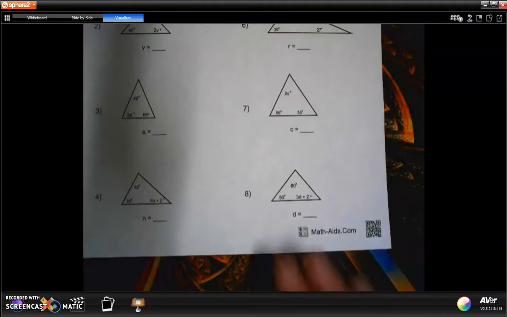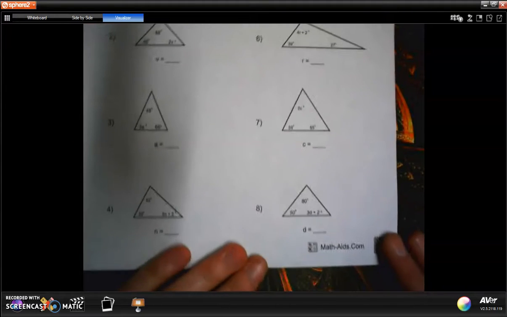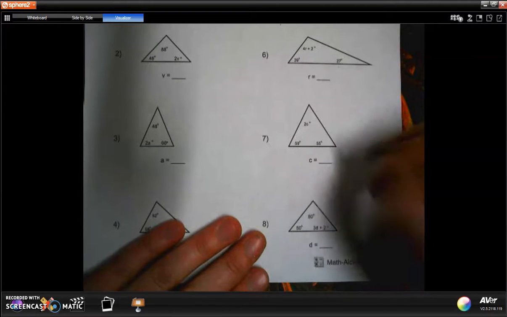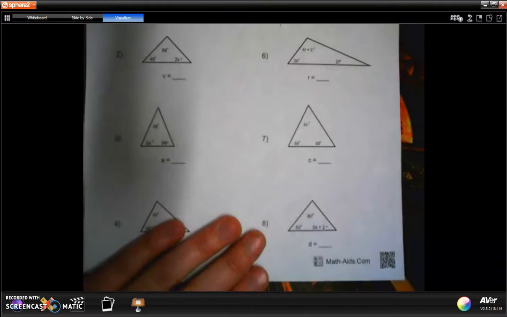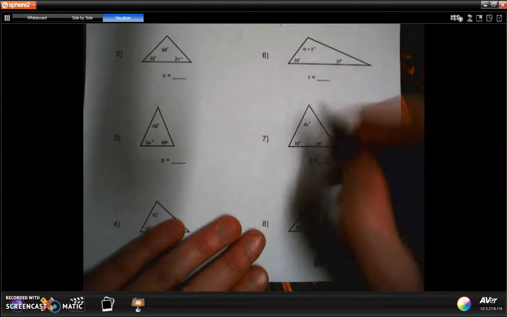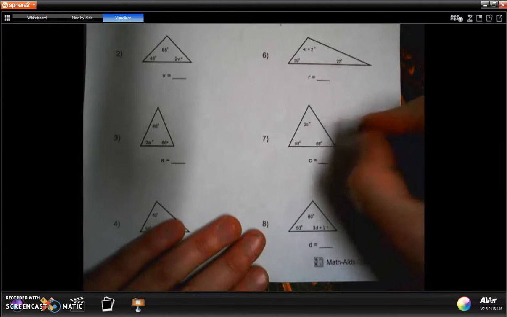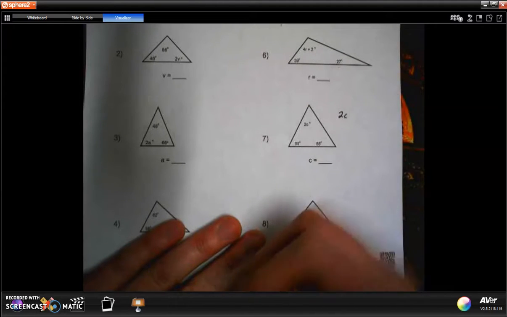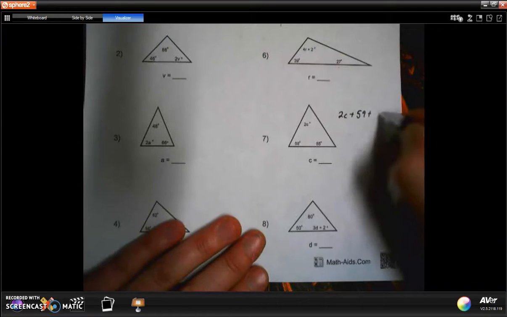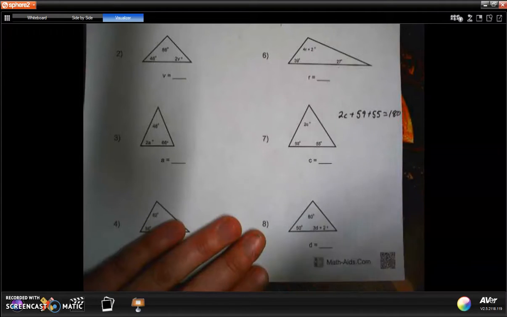Let's say I've got, here on number 7, I got this from mathaids.com. And they've got 2c plus 59 plus 55. Okay? It says 2c plus 59 plus 55. We know these three add up to 180 degrees. So I'm going to take this first angle, 2c, add it to the next angle, 59, and add those to the next angle, 55. I know those three angles add up to equal 180 degrees.